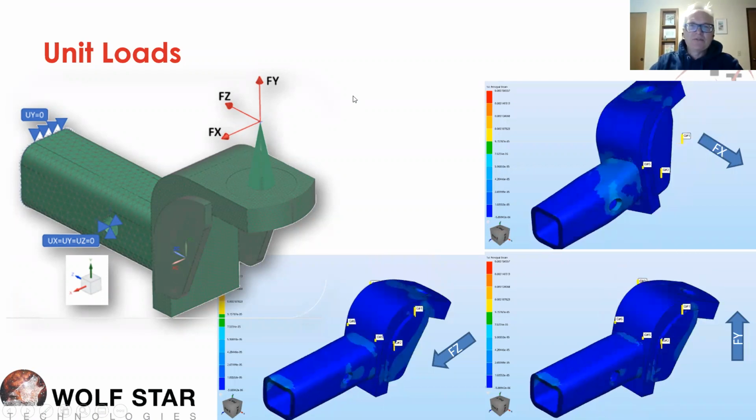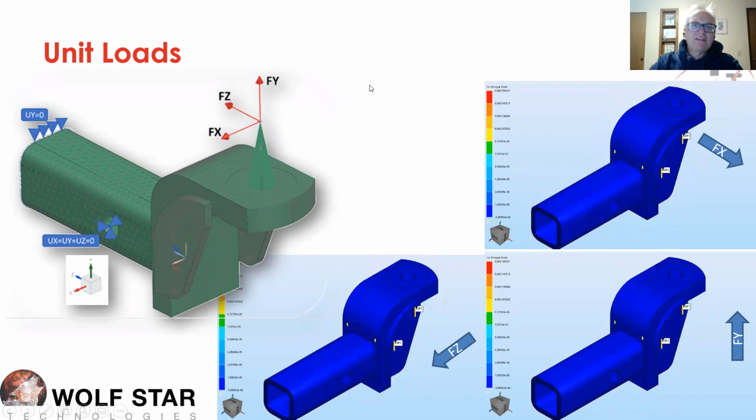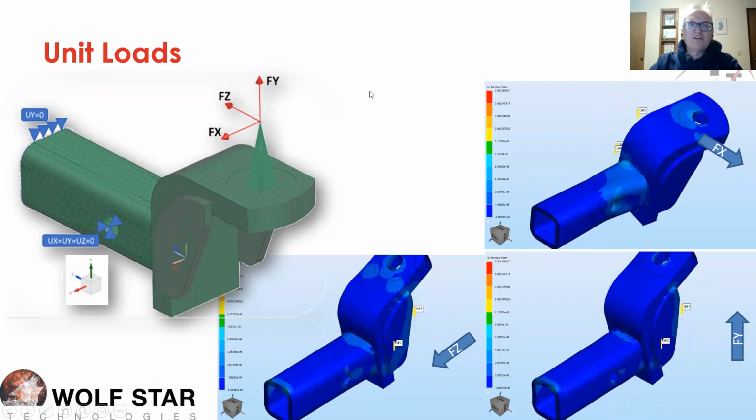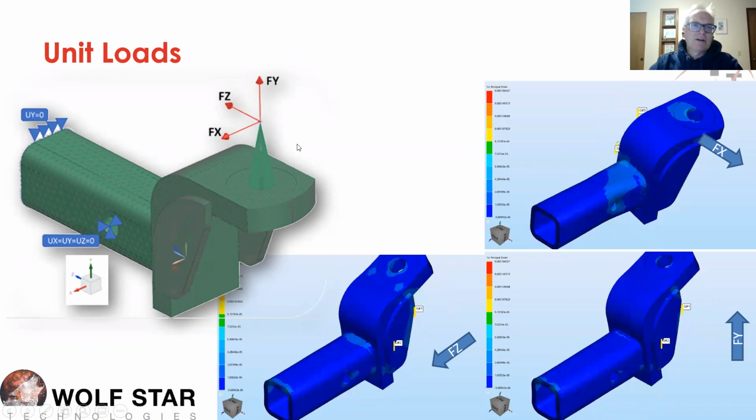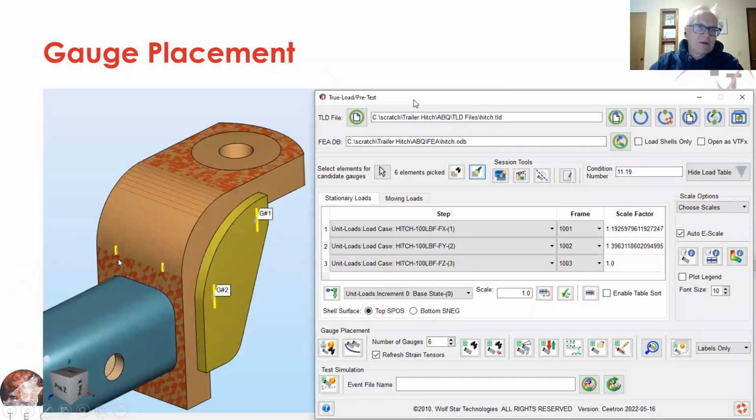And now that I've got these unit loads, then I can go into my TrueLoad software, and the TrueLoad software said to place strain gauges here. So we're placing 6 strain gauges on the structure. So I've got 2 gauges on the back here, and then 2 gauges on each side, like on left and right side there. So I had my 6 strain gauges I've set up with my TrueLoad software, and I've got this great correlation matrix now.